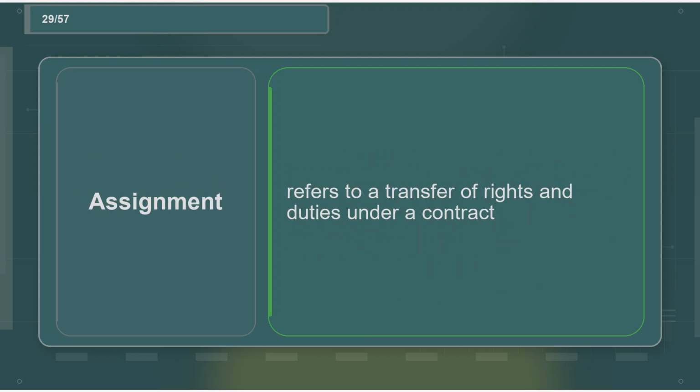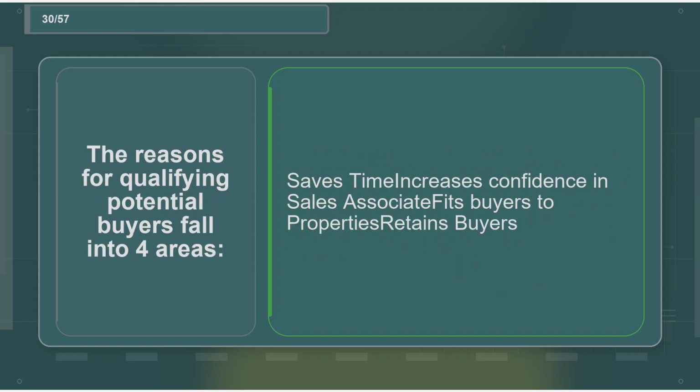Flashcard 29, term: assignment. Definition: refers to a transfer of rights and duties under a contract. Flashcard 30, term: the reasons for qualifying potential buyers fall into 4 areas. Definition: saves time, increases confidence in sales associate, fits buyers to properties, retains buyers.